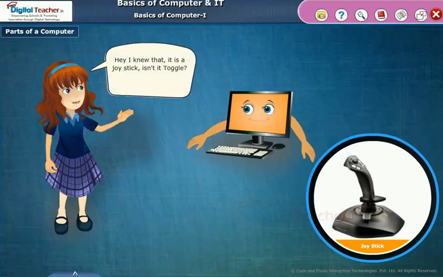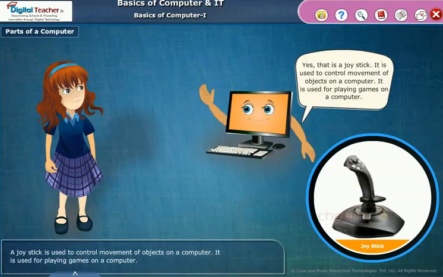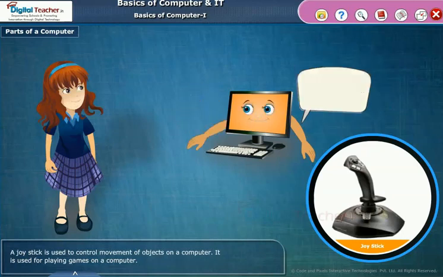Hey, I knew that. It is a joystick, isn't it, Toggle? Yes, that is a joystick. It is used to control movement of objects on a computer. It is used for playing games on a computer.